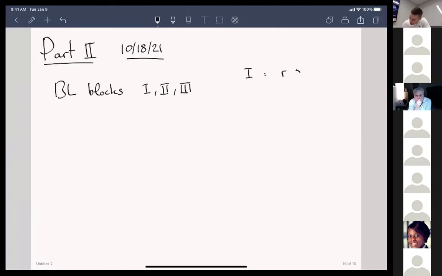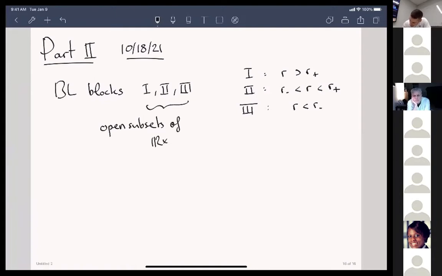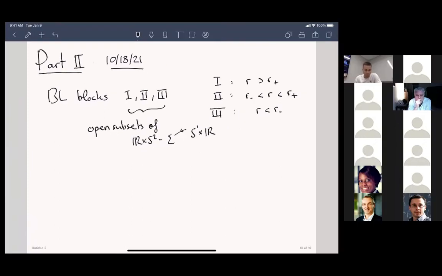R is greater than R plus, block 2, where R plus arises from the quadratic in R appearing in the metric. And these are all open subsets of R cross S2 minus sigma, and sigma is nothing other than the ring singularity. Good. Of course, block 1 and 2 are just R cross S2.